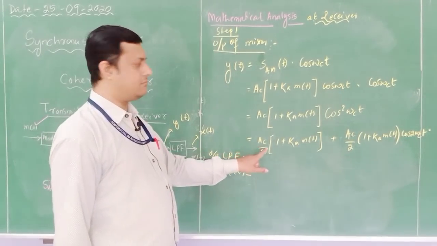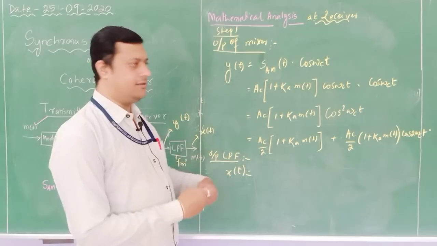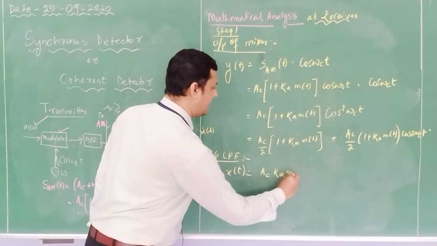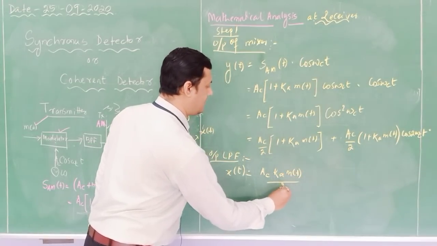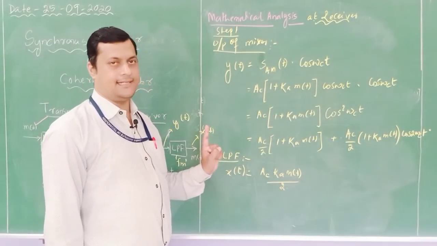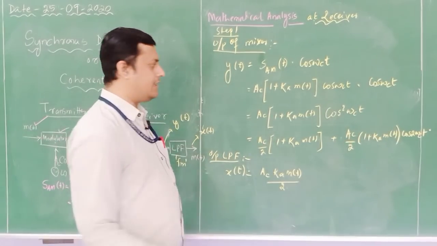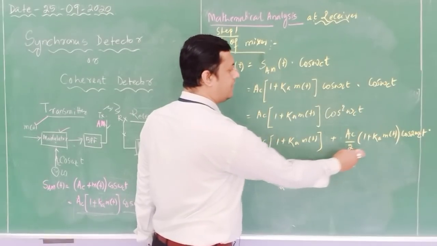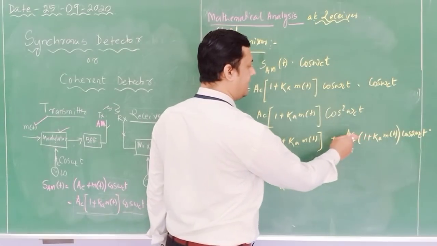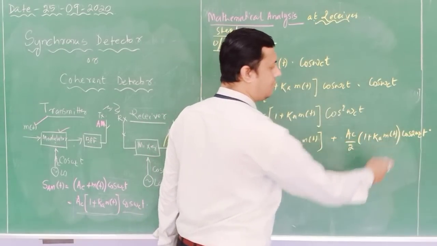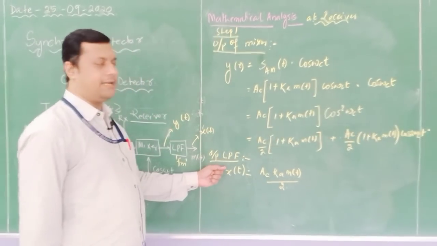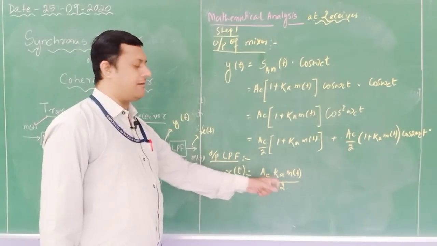Ac/2 is a DC component, it will be suppressed. Here I will write Ac Ka m(t) whole divided by 2, because Ac/2 into K into m(t), the modulating signal, is there. This is the amplitude part, no need to worry. Next, Ac/2 into cos 2 omega c t, a higher frequency component, is suppressed. Then again Ac/2 K m(t) cos 2 omega c t, that is also suppressed. So that means output of LPF is Ac Ka divided by 2.